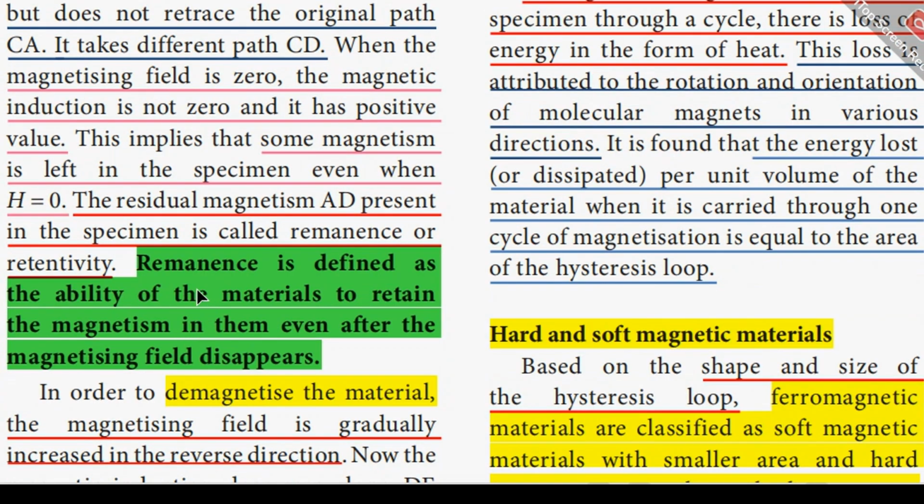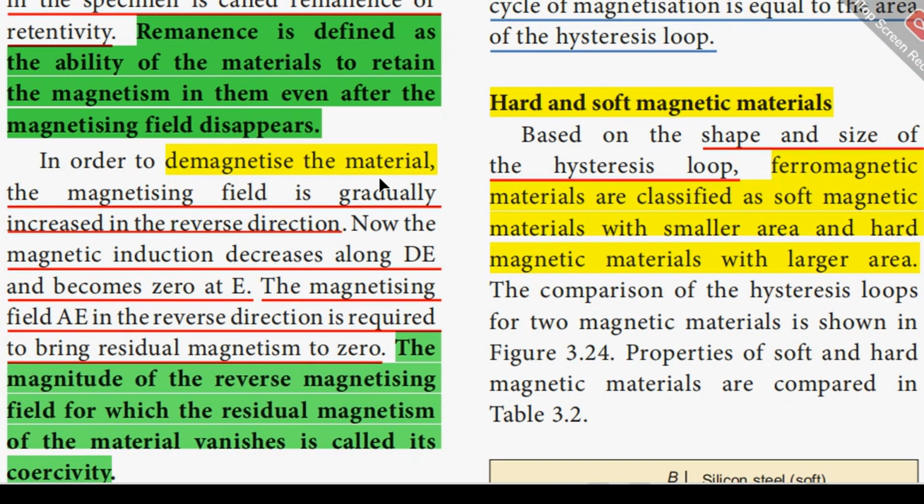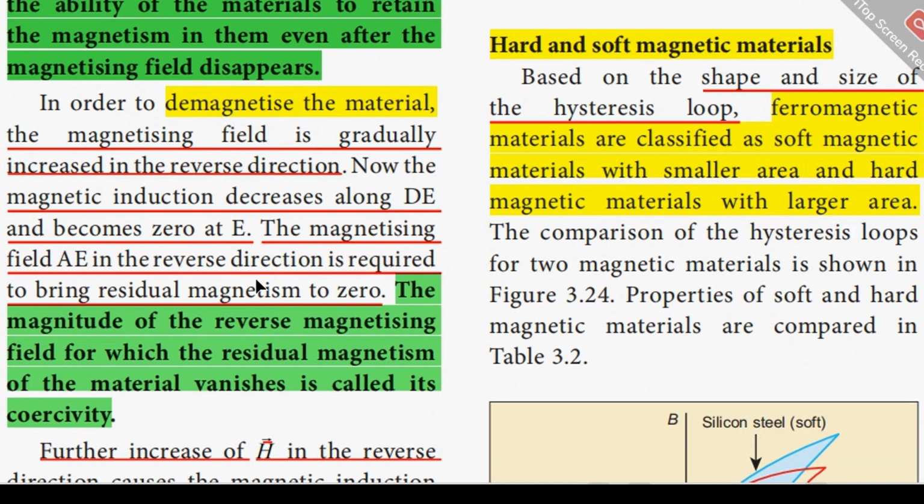How to define remanence? Remanence is defined as the ability of the material to retain magnetism even after the magnetizing field disappears. In order to demagnetize the material, the magnetizing field is gradually increased in the reverse direction. Now, the magnetic induction decreases along DE and becomes 0 at E. The magnetizing field AE in the reverse direction is required to bring the residual magnetism to 0. The magnitude of the reverse magnetizing field for which the residual magnetism of the material vanishes is called its coercivity.